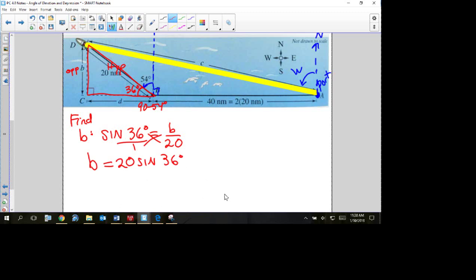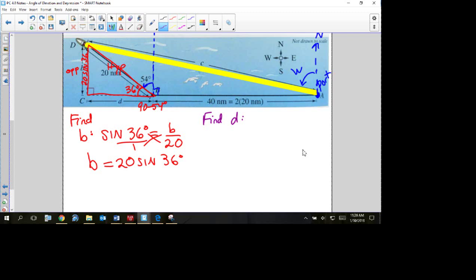Now if I type in my calculator, I'm going to get a horrible decimal, so I'm not going to do that yet. I'm just going to write over here, B is 20 sine 36. That's the exact answer for B. Next thing I'm going to do is find D, because if I found B, I can find D. There's two different ways I can think to do it, but I'm going to use trigonometry because it's easier for me to write answers up there using trig.